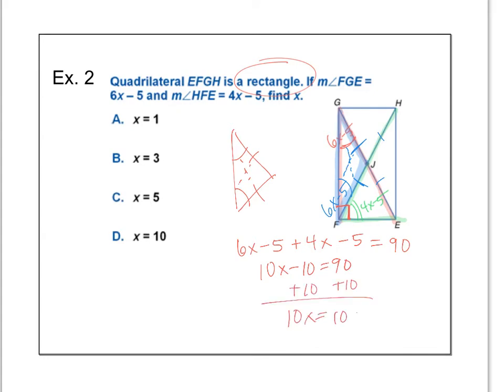10x equals 100. Divide by 10, and x equals 10. And yay, it's one of our choices. That's always a good thing.